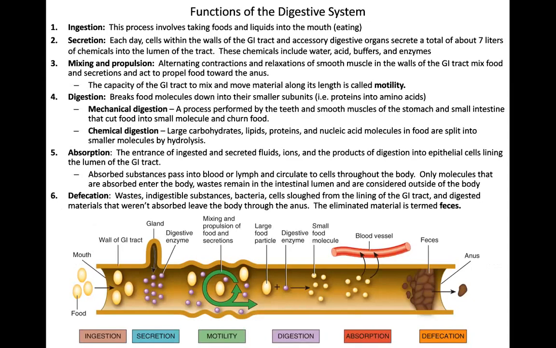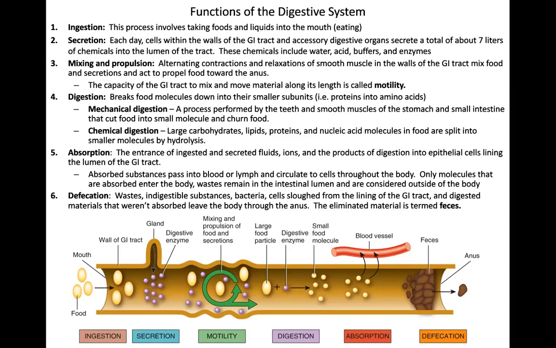Okay, the first function is the first thing we do with food and drinks, which is ingestion. Fancy way to describe eating, taking food and liquids into our mouth. Right away we begin mixing that food and drink with chemicals that we secrete. Secretion, you can see, is number 2.